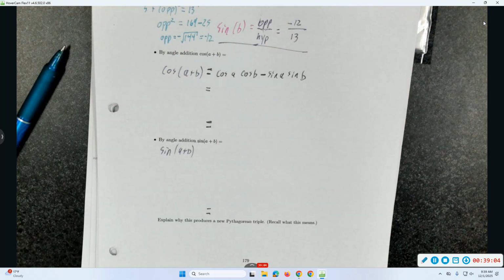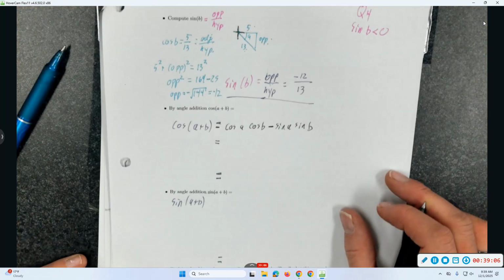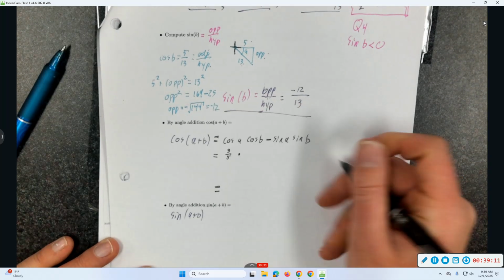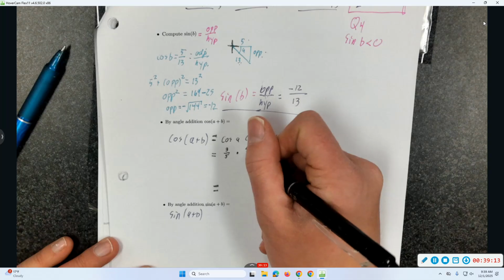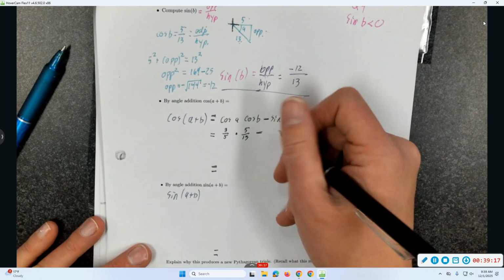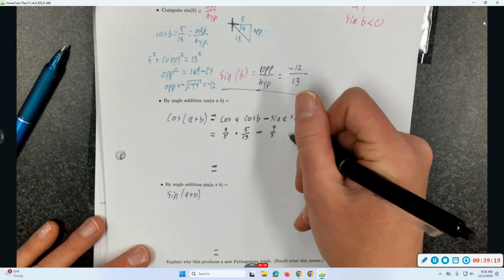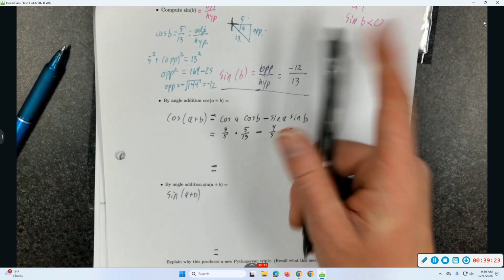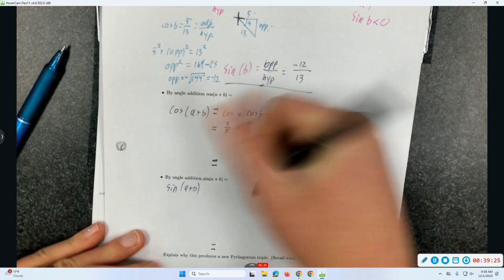What's the cosine of A? 3/5. What's the cosine of B? 5/13. Minus, what's the sine of A? 4/5. What's the sine of B? Negative 12/13. And let's emphasize that negative sign to make sure I don't lose it.